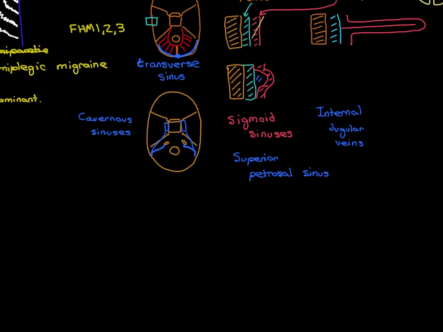Okay, and then there is the inferior petrosal sinus, which goes more steeply downward like so, and then drains into the bottom of the sigmoid sinus just before it then empties into the internal jugular vein through the jugular foramen.